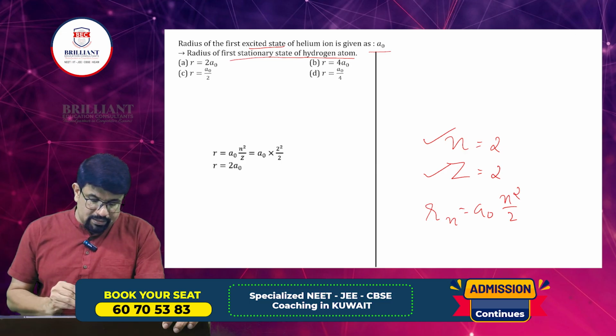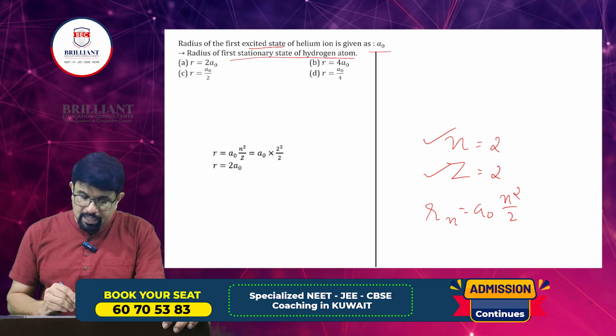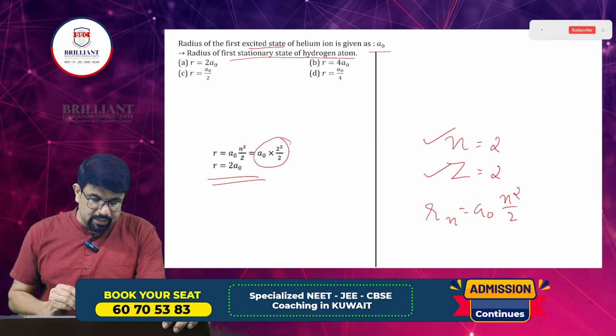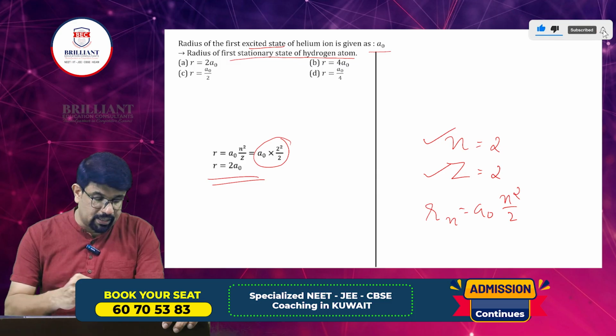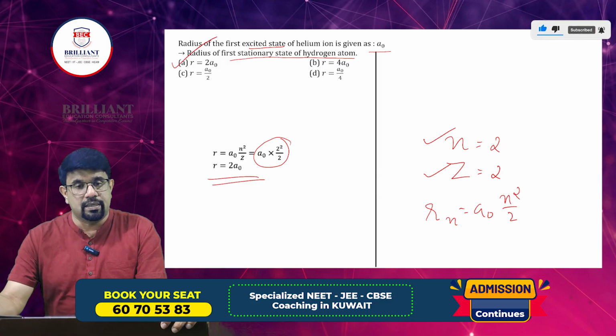So what will be the answer? R is equal to A0 into n square divided by Z. Here A0 into 2 square divided by 2. That is equal to R is equal to 2 A0. So what is the correct answer here? Here A is the correct answer, students.